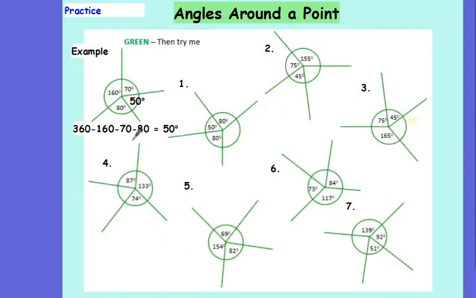And one more set of questions for you. Please pause the video for 10 minutes and have a go at these questions in your light blue books. Remember, we need to do 360, take away the angles we've been given to give us our missing angle, as shown in the first example. And these are the answers. Please check your work and see how you did.